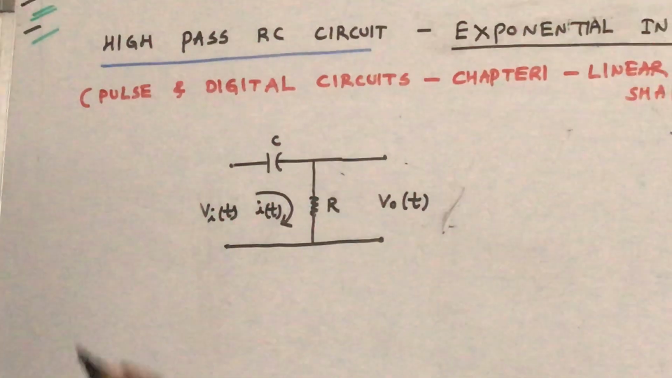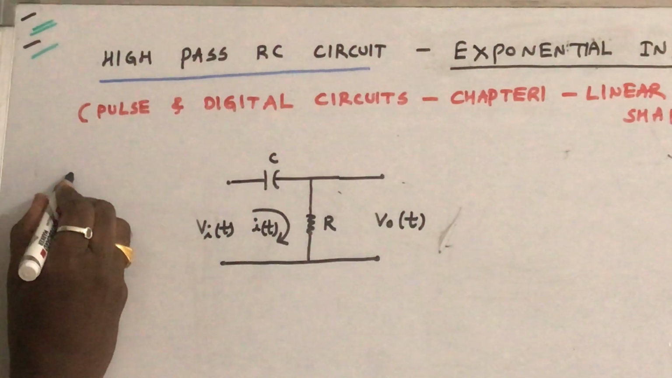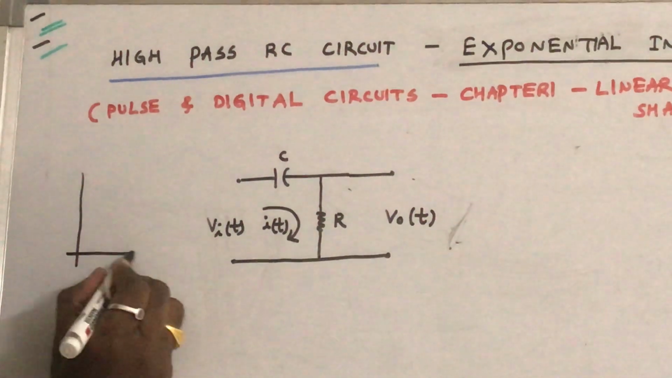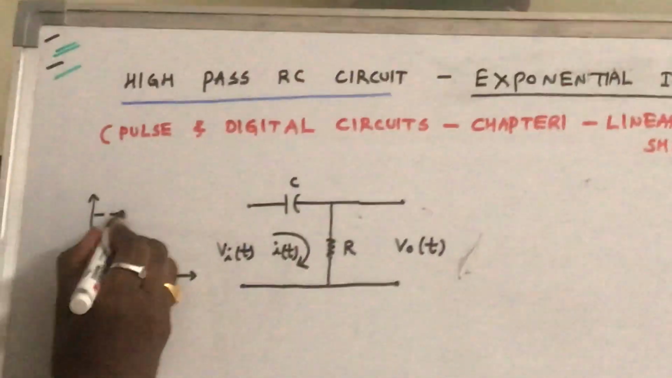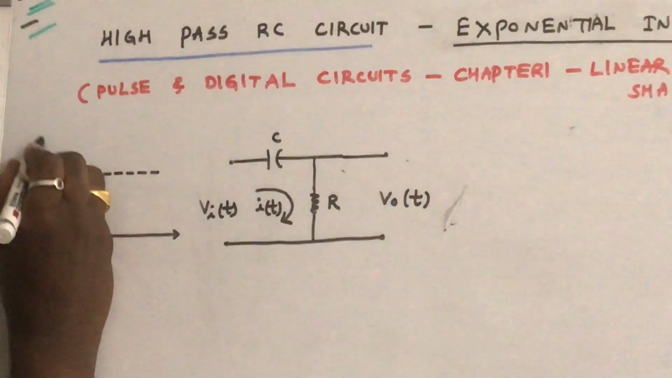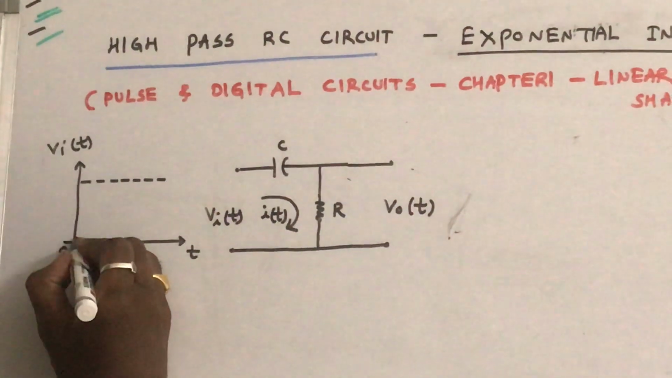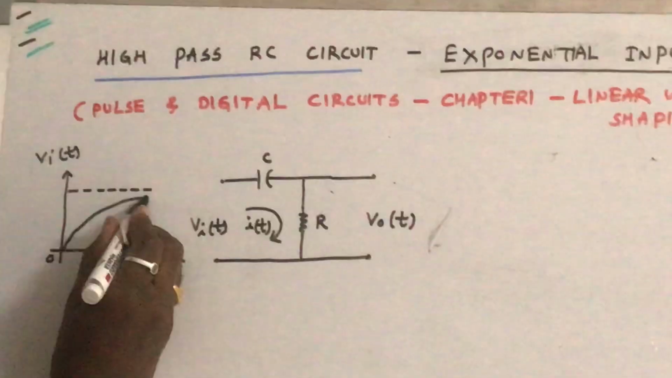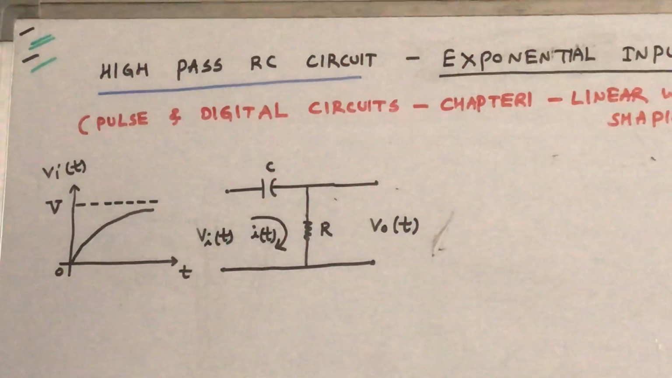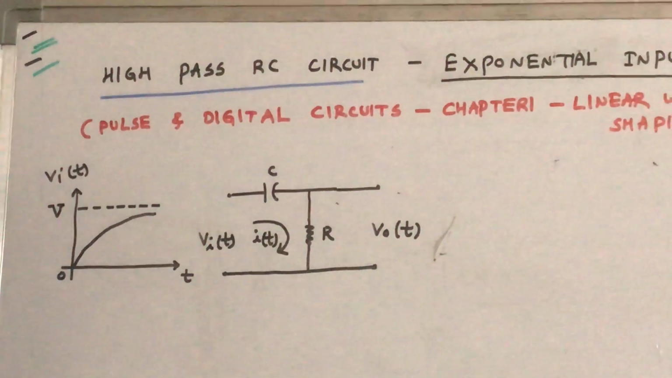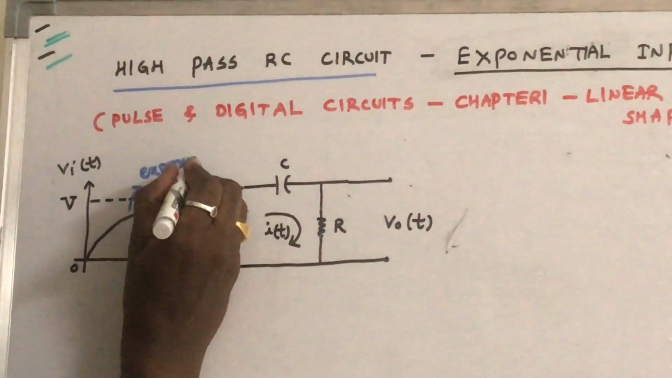Now what is the input to the circuit? The input to the circuit is an exponential input. So this is VA of t versus t. It is an exponential input like this, which finally reaches a voltage of V. So this is your exponential input.